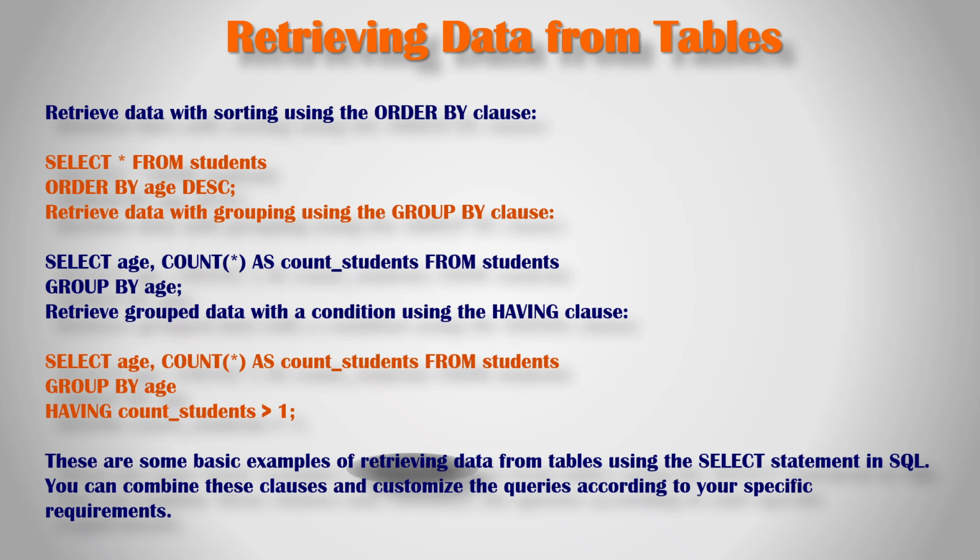Retrieve data with grouping using the GROUP BY clause: SELECT age, COUNT(*) AS count_students FROM students GROUP BY age. Retrieve grouped data with a condition using the HAVING clause: SELECT age, COUNT(*) AS count_students FROM students GROUP BY age HAVING count_students = 1.